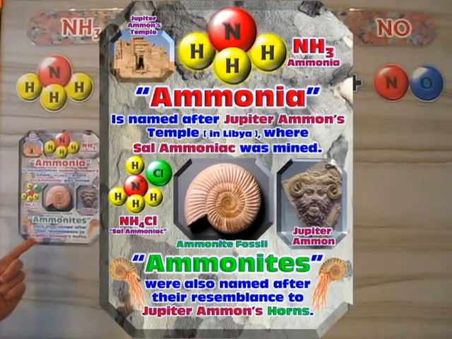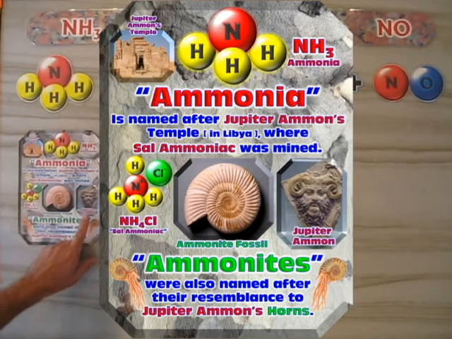Okay, ammonia was named after a temple in Libya. That's an interesting story. I'll tell you about that if you want to know. It was named after a god, Jupiter Ammon. That's where ammonia comes from.